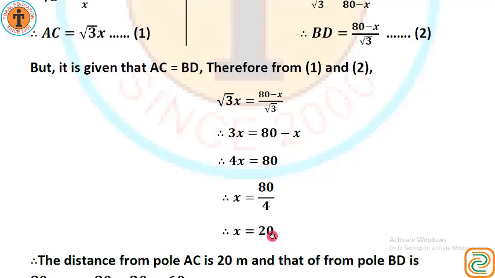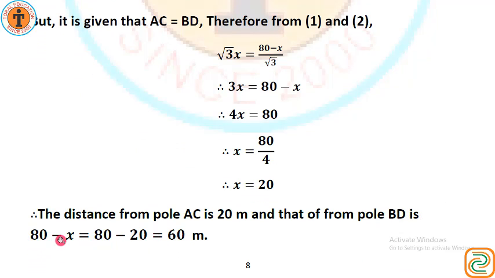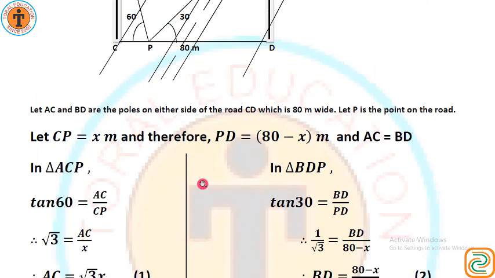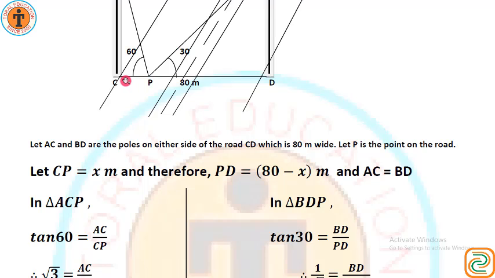x equals 20. Therefore, the distance from pole AC is 20 meter, and from pole BD it is 80 minus x, that is 80 minus 20, 60 meter. So this point is 20 meter away from C and 60 meter away from D.